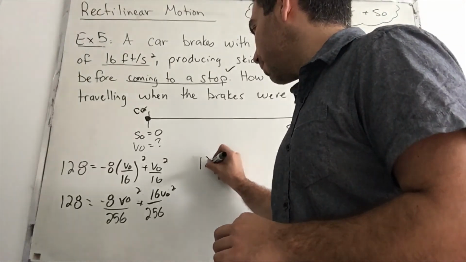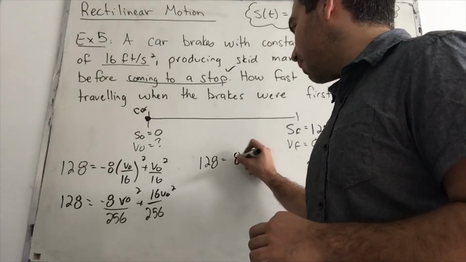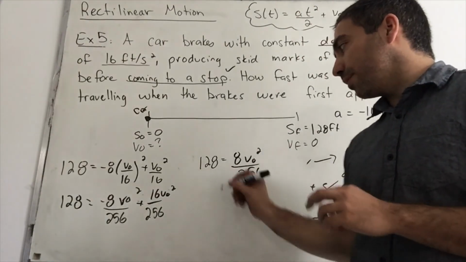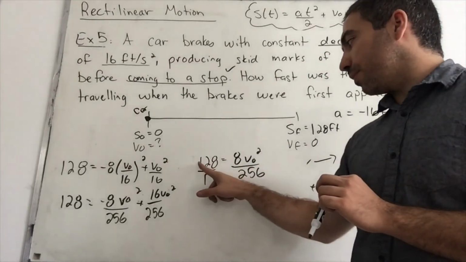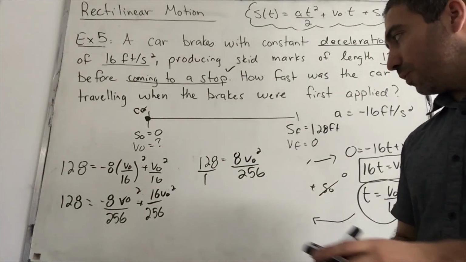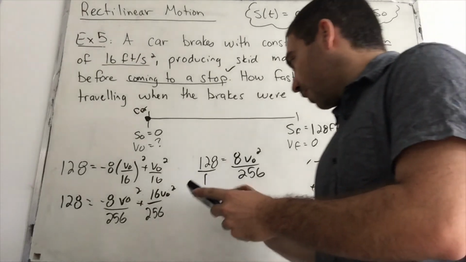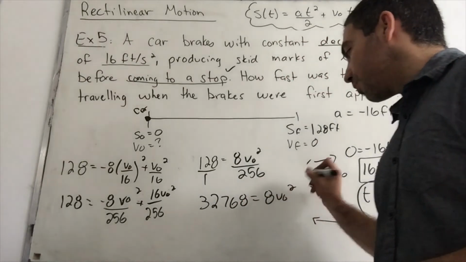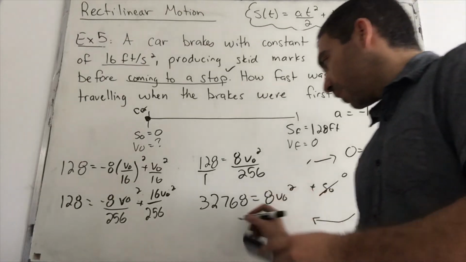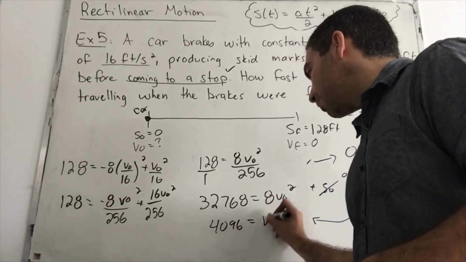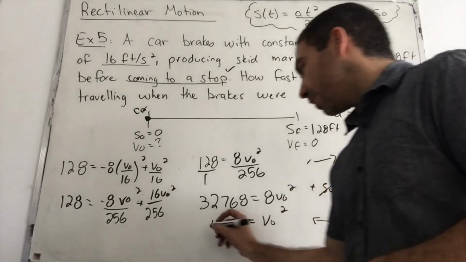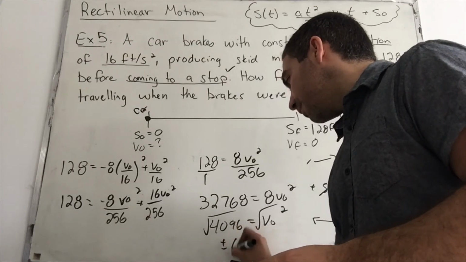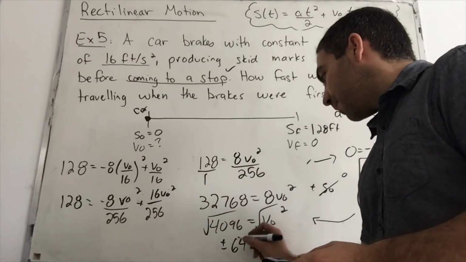So we get 128 equals 8 v0 squared over 256. Now we're essentially cross multiplying. Think of this over 1. I'm going to multiply the top by 256. So 128 times 256, we get 32,768 equals 8 v0 squared. Divide both sides by 8. I get 4,096 equals v0 squared. And lastly, we square root both sides, giving us 64. Plus minus 64, but we take the positive.